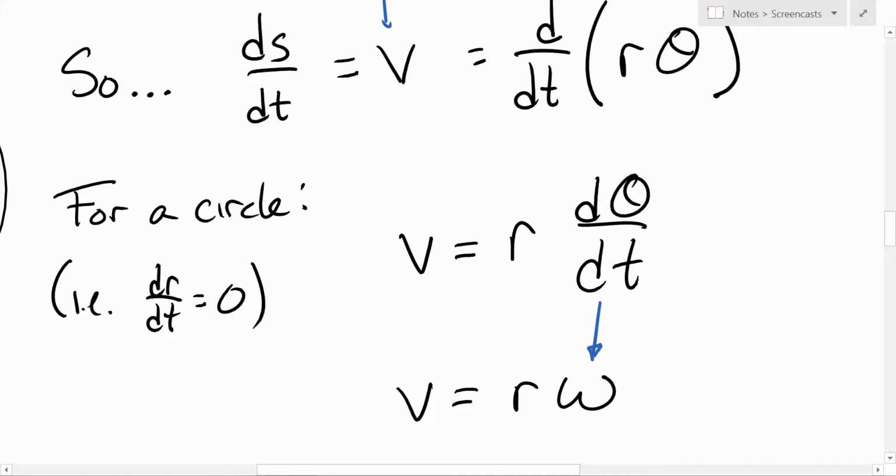Keep in mind that's the definition we were talking about just a second ago. So the idea of this is that for a given angular velocity, you might have many linear velocities.